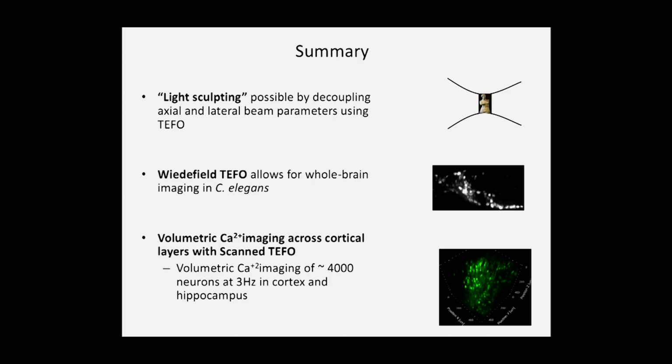So just to briefly summarize, we saw that this idea of light sculpting is possible by decoupling the lateral from the axial parameters of the beam. In the wide field configuration, this is useful for recording at high speed in semi-transparent organisms like C. elegans. And in combination with scanning, it can be a method that allows us to record at single cell resolution from a large number of neurons in the scattering brain.